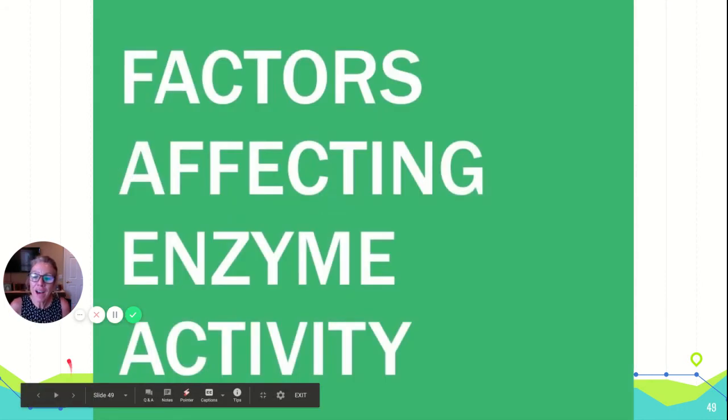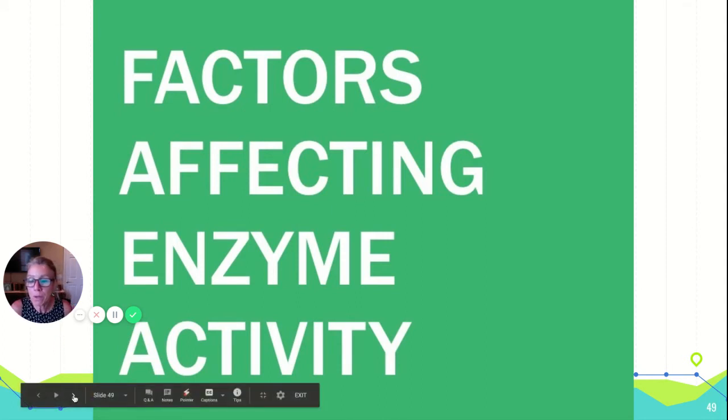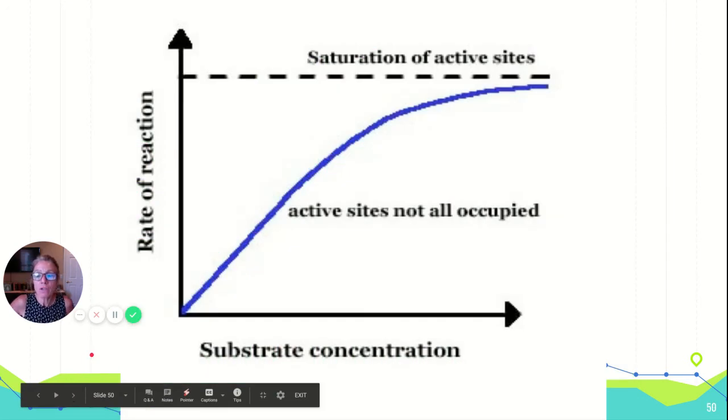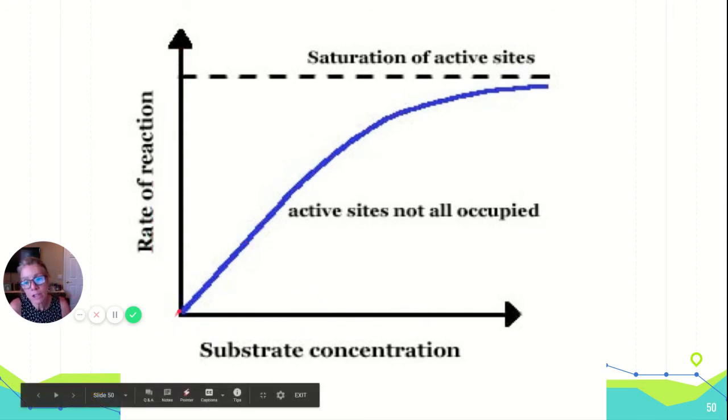All right, so factors that affect enzyme activity. We'll go through a couple of them here. So just take a minute to look at this graph, see if it makes sense to you. Here is substrate concentration. It's increasing as we move along our x-axis from left to right. And here is the rate of our reaction.